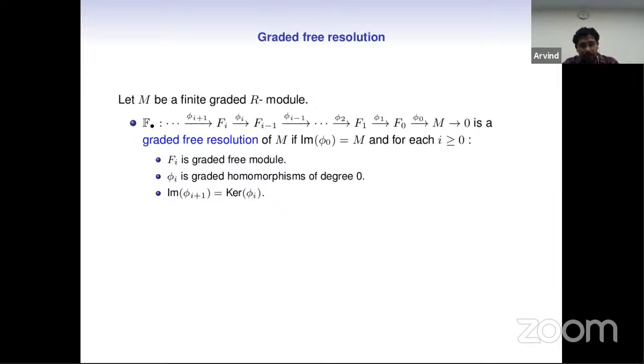So once we have a graded free resolution, then we can talk about the minimality of that. F is said to be minimal if for each i, the image of phi_i is contained in m times F_{i-1}. In other words, the entries of the matrix phi_i are contained in m.